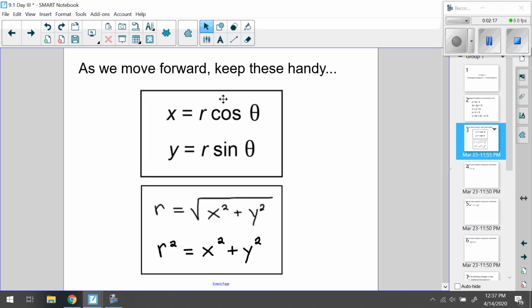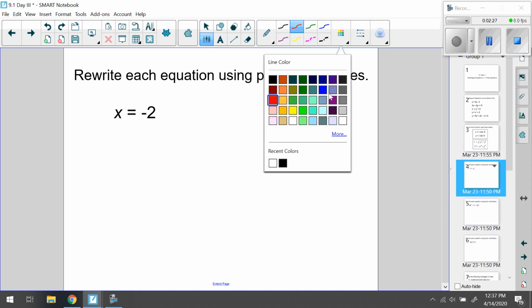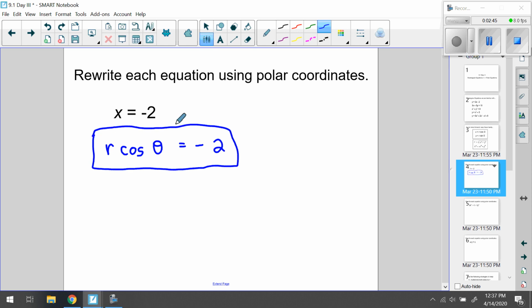And so, again, if we look at our choices here, some things that we can use to help us out, we see that x equals r cosine theta. So when we're doing this problem, we could simply replace x with r cosine theta. So then we can now say r cosine theta equals -2. And we're done. Simple as that. We now recognize this is a polar equation because, again, instead of x's or y's, we have r's and thetas.